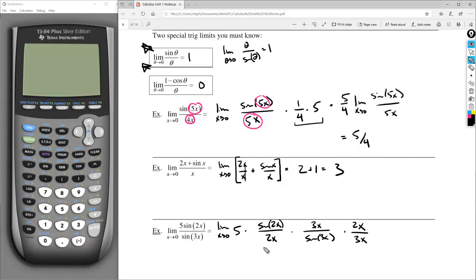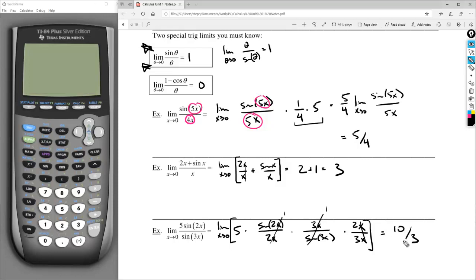Alright, so what I end up with is, I know, all of this is in my limit by the way, I know that this is going to be 1. I know this is going to be 1. My x's will cancel here. So all I end up with is 5 times 1 times 1 times 2/3, or 10/3.